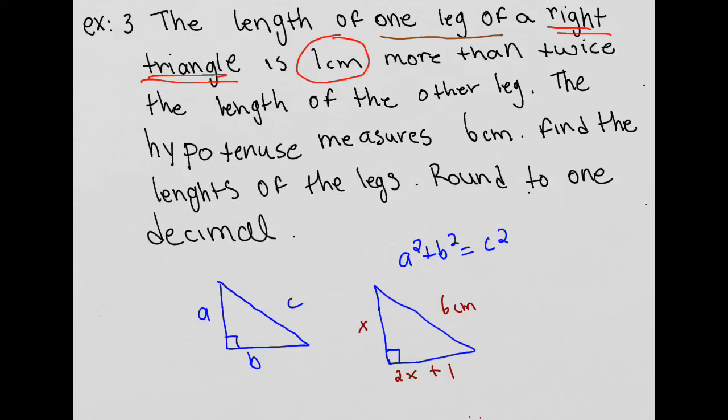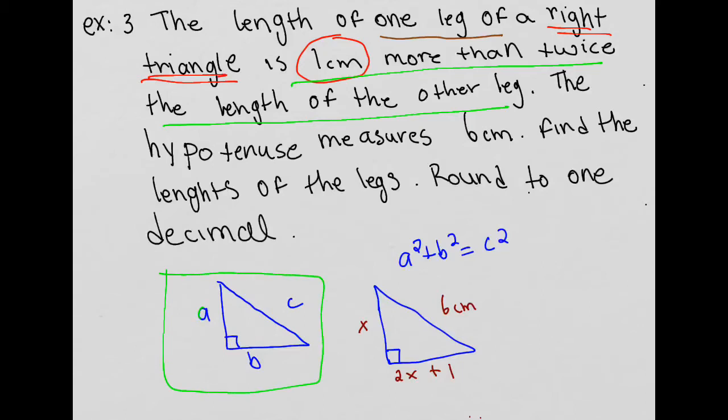This is an extremely important sentence right here. It tells us a lot of information. The hypotenuse measures 6 centimeters. Find the length of the legs. Round to 1 decimal. So we have the picture here of a right triangle. Height is A, base is B, and the hypotenuse is C.